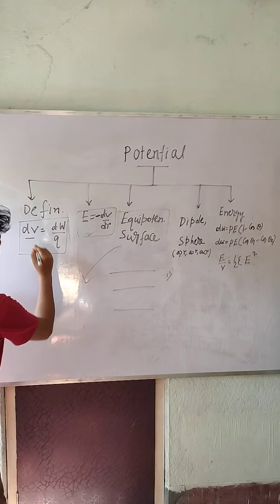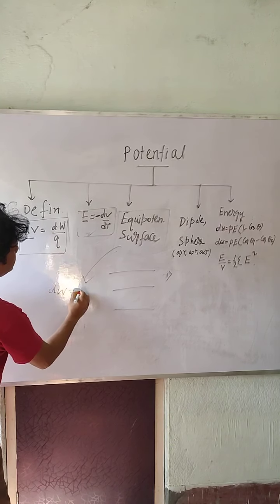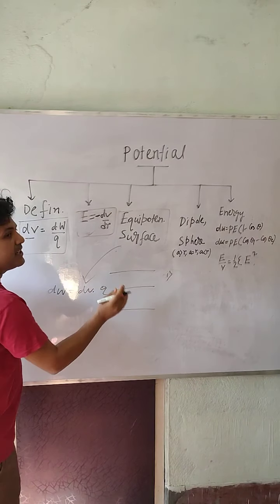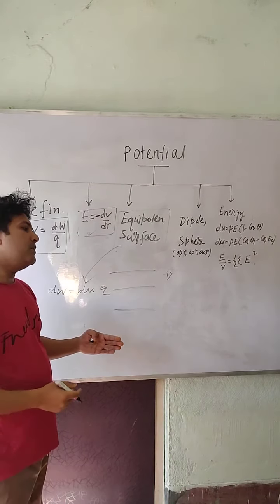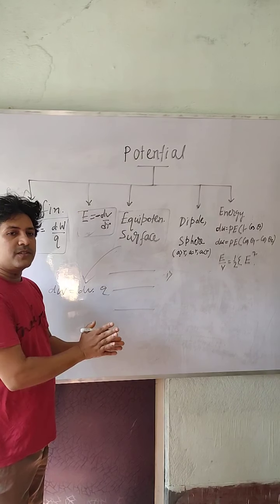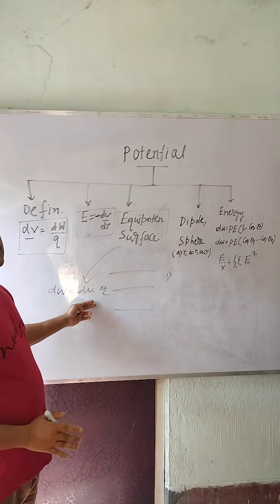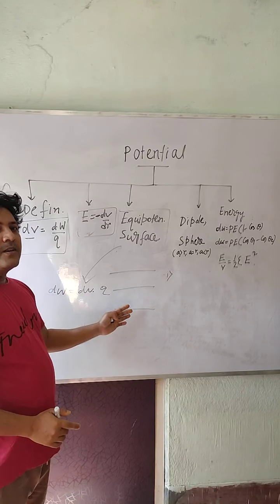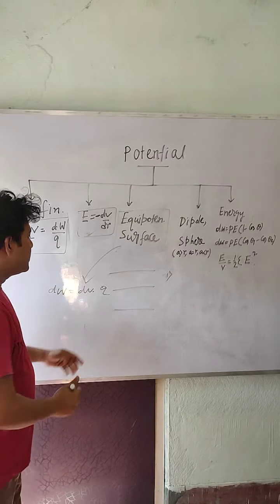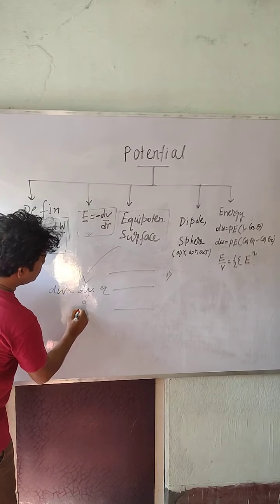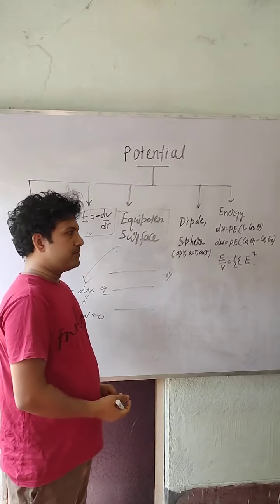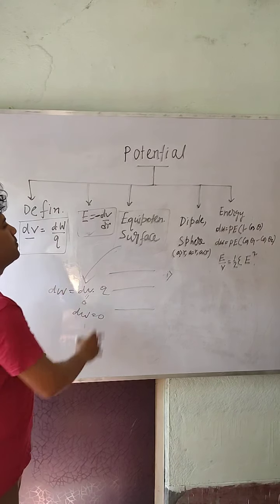Say the work done, what is the work done? Work done is dV into Q. What is dV? dV is basically the change of potential. So potential from one point to another point, the difference between these two is dV. As the equipotential surface has the same potential in every point, that's why dV is equal to 0. That is why dW equal to 0, or the work done is 0. So this is the first property.